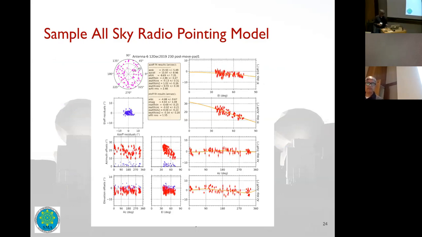So this is a sample of the radio pointing model. Typically it takes about a couple of hours. We look at a number of point sources throughout the sky, and this is the coverage in azimuth and elevation. Then we can fit, and these show the residuals after the pointing model has been determined. And these are some of the variations that you have before the model was corrected. Basically the RMS residuals are quite good, and the net RMS is about a couple of arc seconds. So once the model is determined, we know the pointing to within a couple of arc seconds.